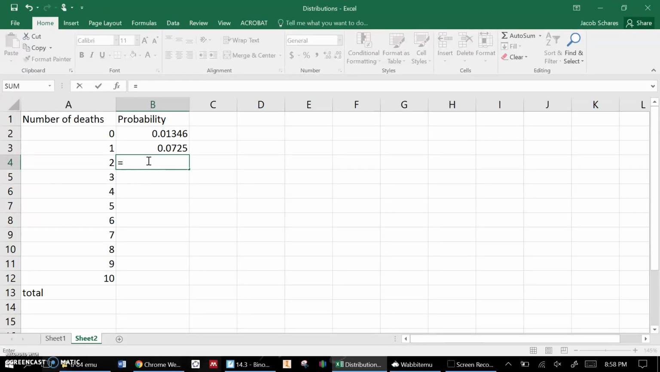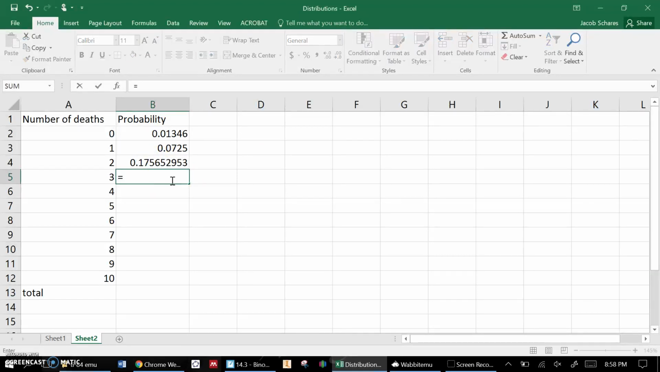If I type equals and just start typing the word combination, the very first option here is combination. And I'm just going to do 10 choose 2. Then I'm going to take that times 0.35 to the 2, because I want 2 people to live, times 0.65 to the 8, so I want 2 people to live and 8 people are going to die. And Excel is going to tell me, hey, that's 0.17565. Excel can do all that math right in there.